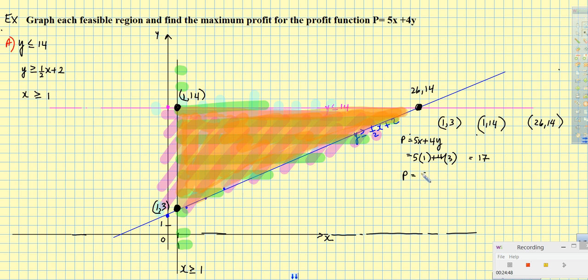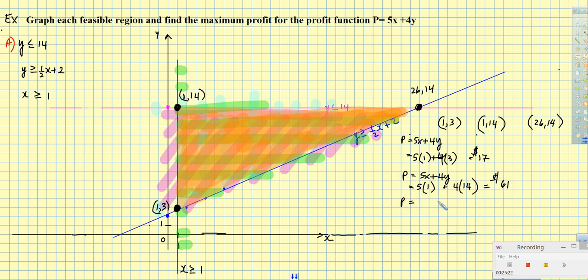If I do the next one, P is equal to 5x plus 4y, and I'm going to use x as being 1 and y as 14. Well, 4 times 14 is 56. 56 plus 5 will give me a profit of $61.